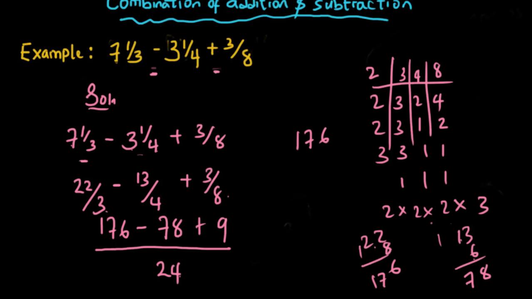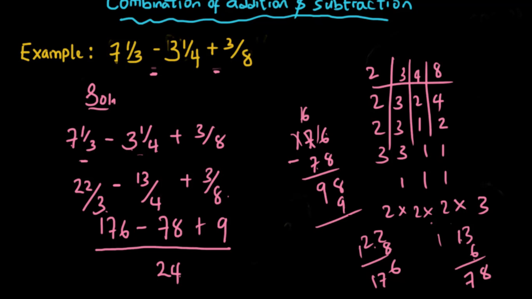So let's do 176 minus 78. 6 minus 8 is impossible. We borrow 1 from here. This remains 6. We bring it here, 16. 16 minus 8 is 8. 6 minus 7 is impossible. We borrow 1 from here. We put it here. 16 minus 7 is 9. So our answer is 98 plus 9.